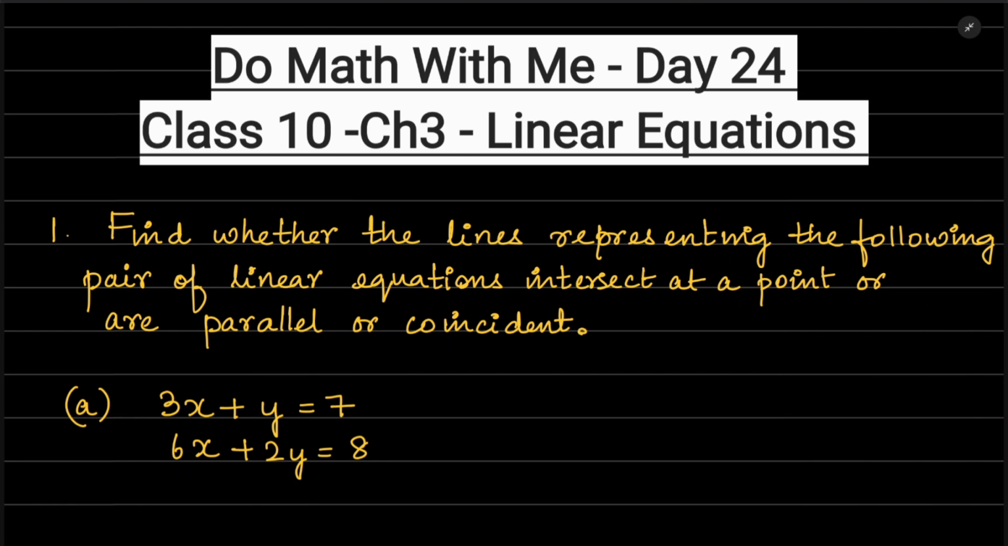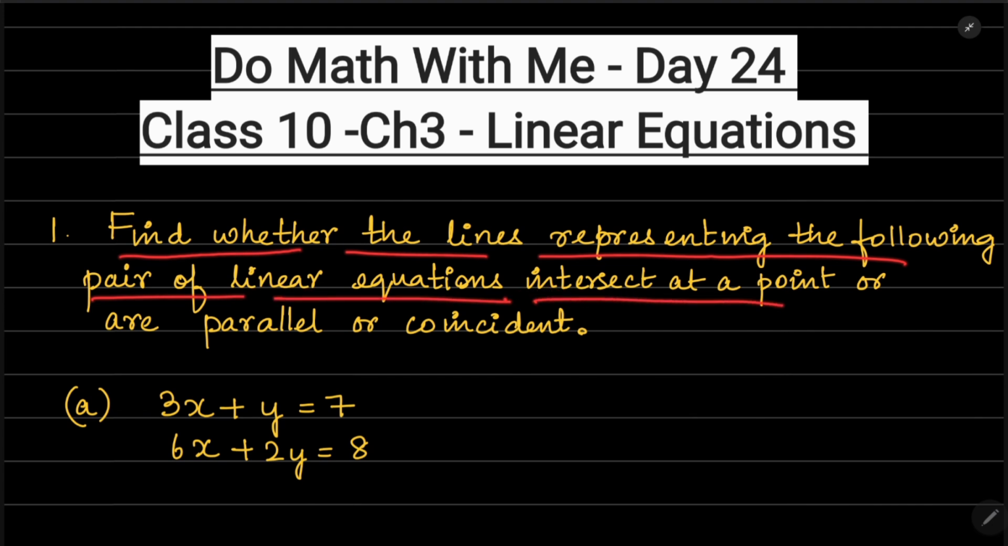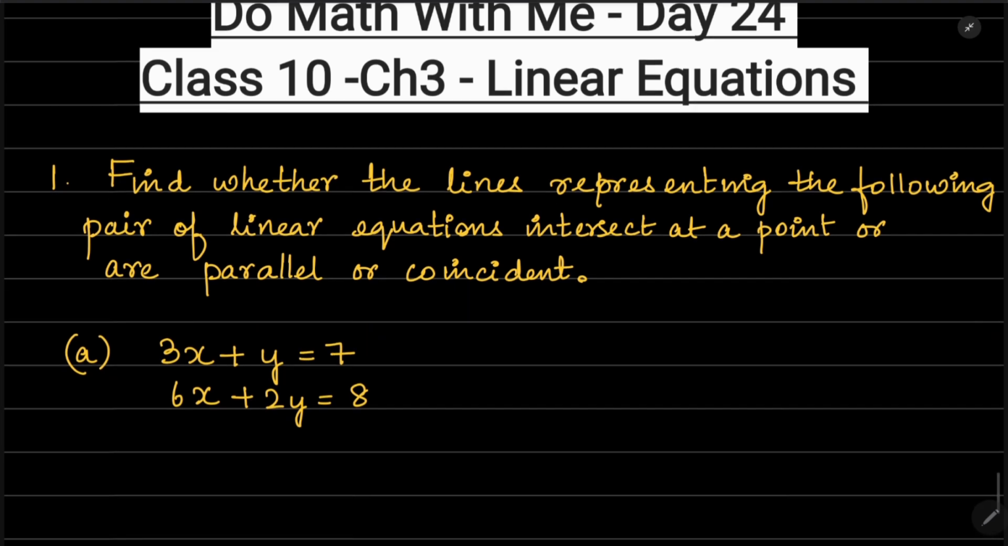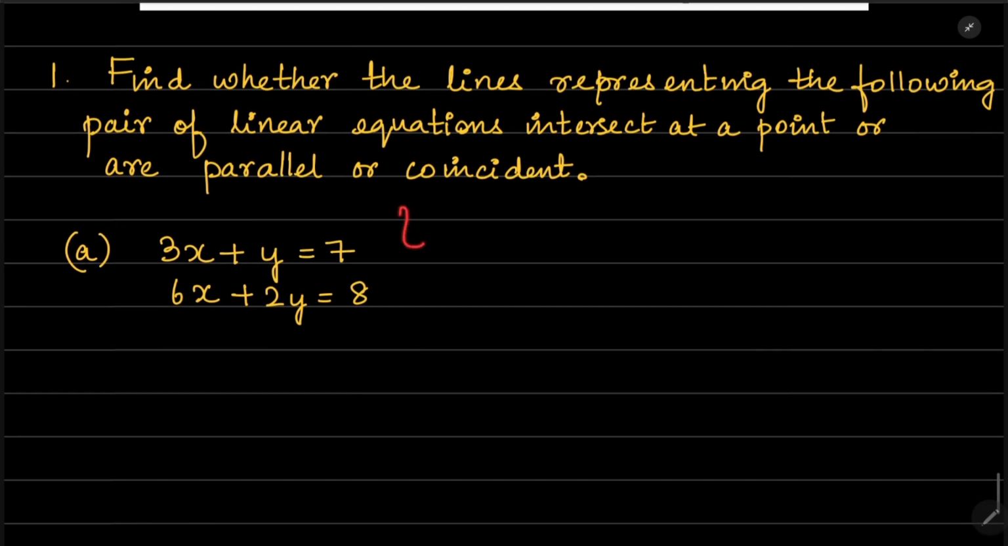The first question for the day is, find whether the lines representing the following pair of linear equations intersect at a point or are parallel or are coincident. So there are three conditions. You have to check for which one will this pair of linear equations fit in. So let's get started. So you are given a pair. Usually whenever you have a pair of linear equations, it has two variables.